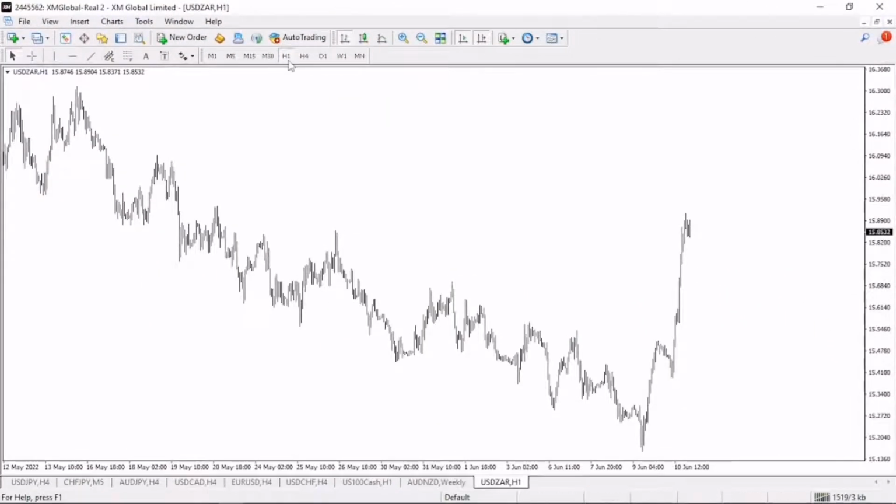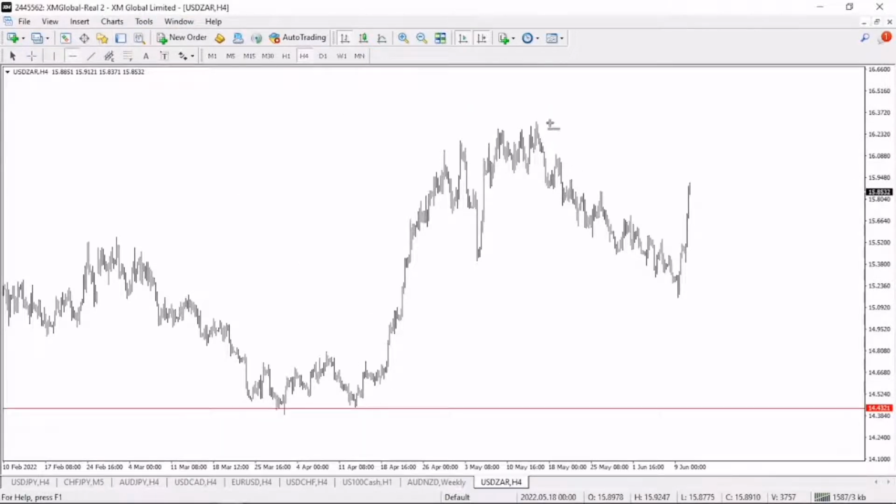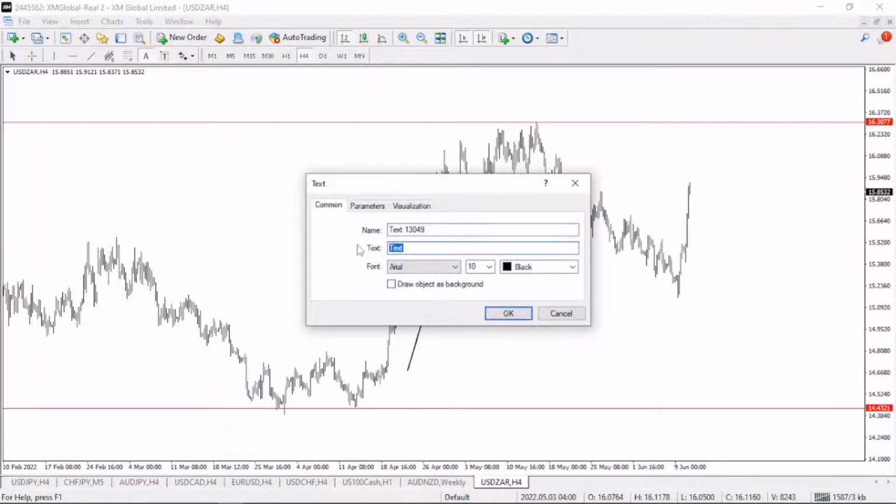So as you can see, we have Usdzar. Before we can stretch our analysis, we're just going to pick our low, pick our high on H4 time frame. So already we can have a clear description of where and how the market played out. As you can see, we had an impulsive move to the upside.